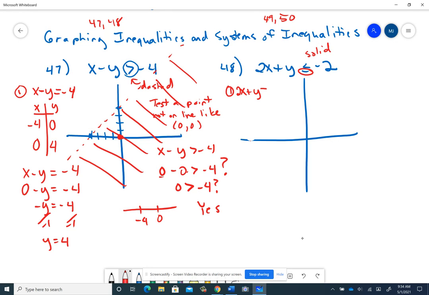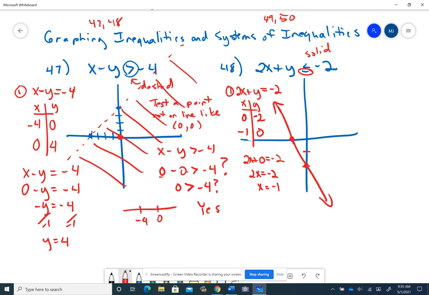2x plus y equals -2. So if you put a 0 in for x, y would be -2. I can see that without much work. If I put a 0 in for y, you might need to think about that a little more. Then the x would be -1. So here's -1, 0, here's 0, -2, and the line should be solid. And that solid means the points on the line actually are ordered pairs that satisfy the equation.